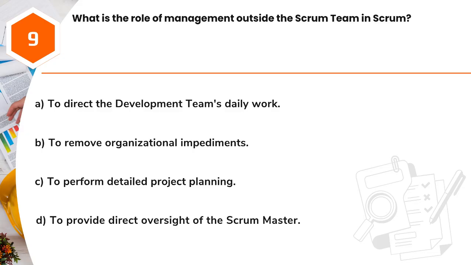Question 9. What is the role of management outside the Scrum team in Scrum? A. To direct the development team's daily work. B. To remove organizational impediments. C. To perform detailed project planning. D. To provide direct oversight of the Scrum Master.